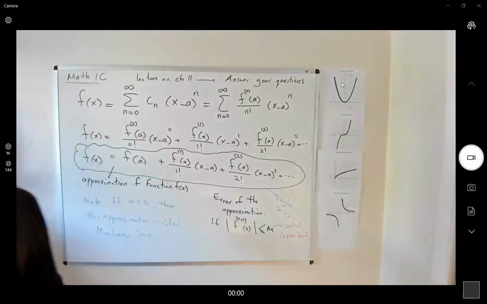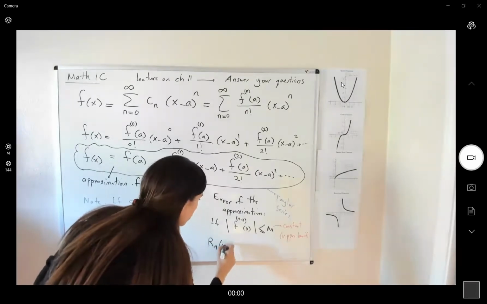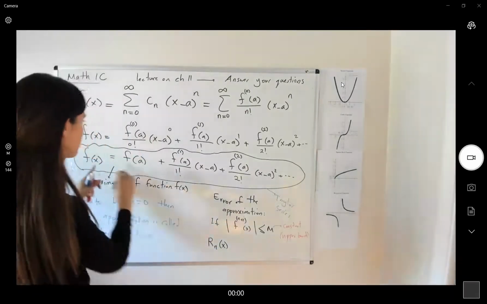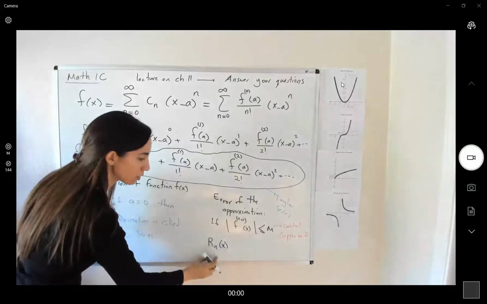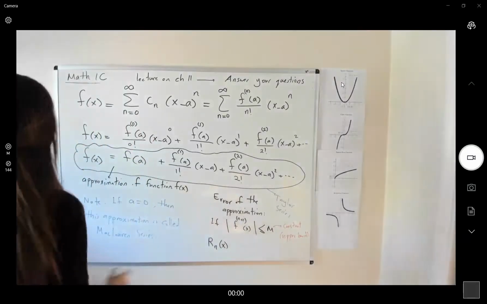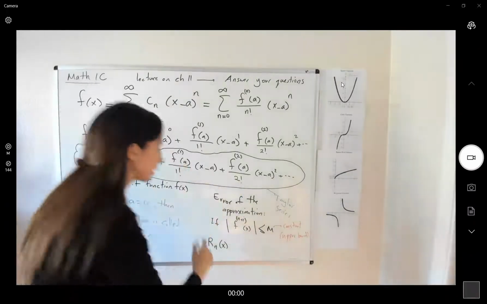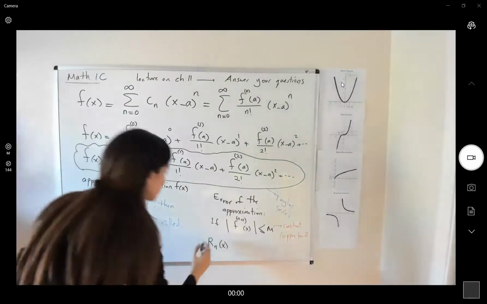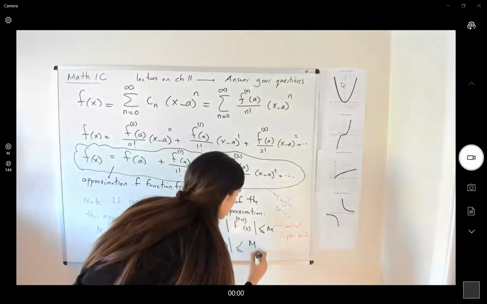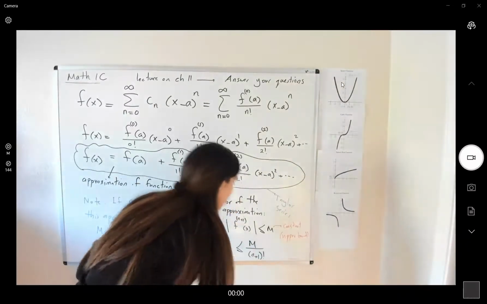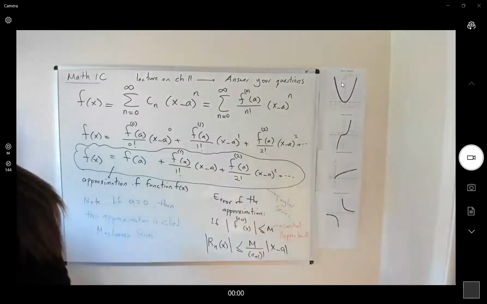then the remainder, or just that error, the difference between the actual function and the approximation, R sub n of x, can be bounded, which follows this: the absolute value of R sub n of x is less than or equal to m over n plus 1 factorial times the absolute value of x minus a raised to n plus 1.